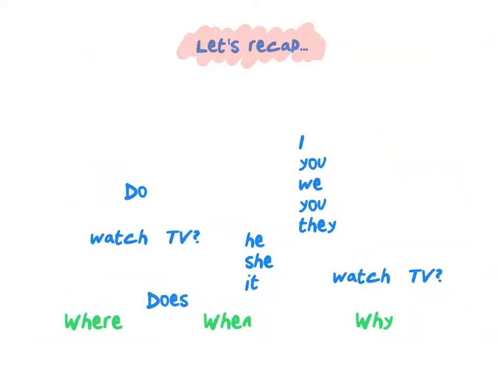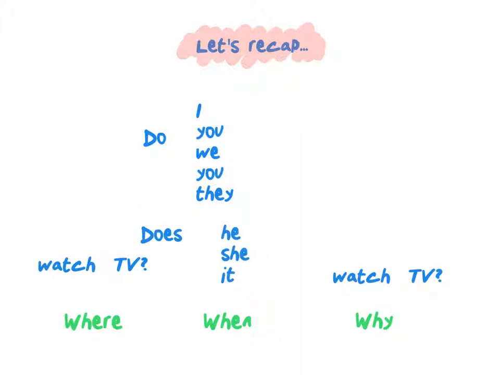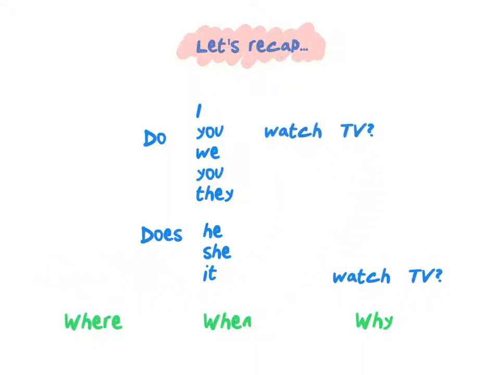Let's do a quick recap. To make a question in the present simple, we need an auxiliary, do or does, the subject, I, you, we, you plural, or they with do, and he, she, it with does. Our verb, and then we have a simple yes/no question.